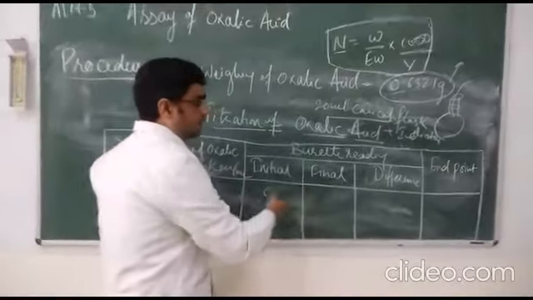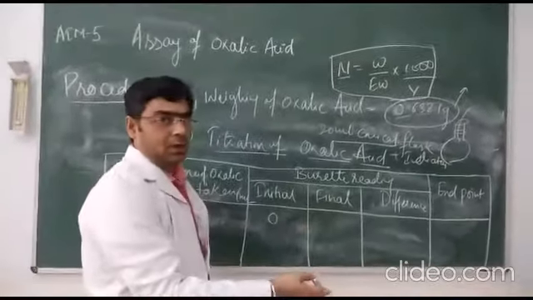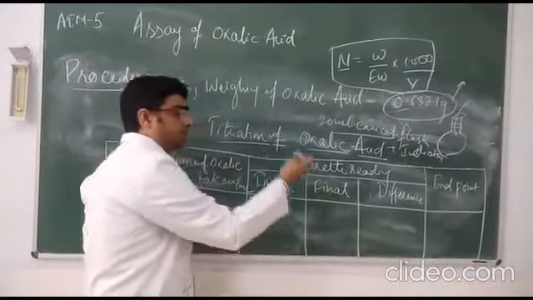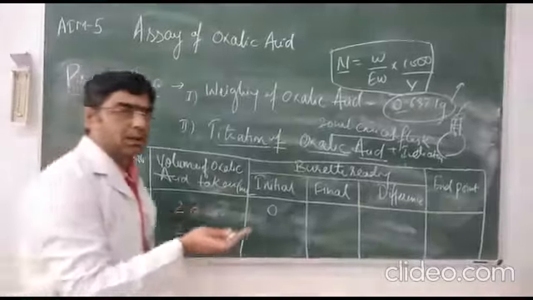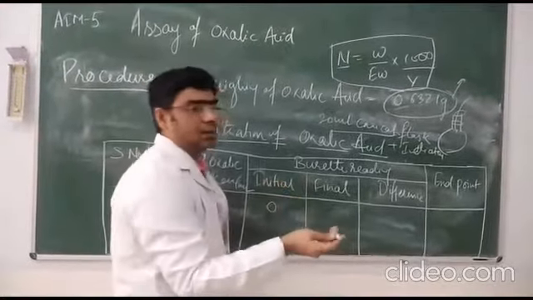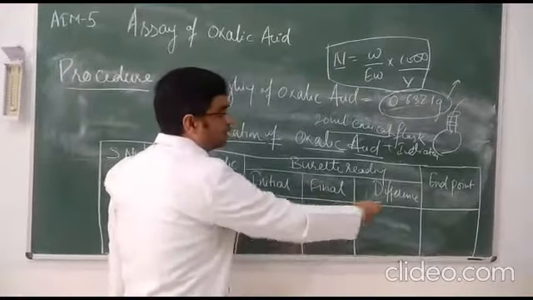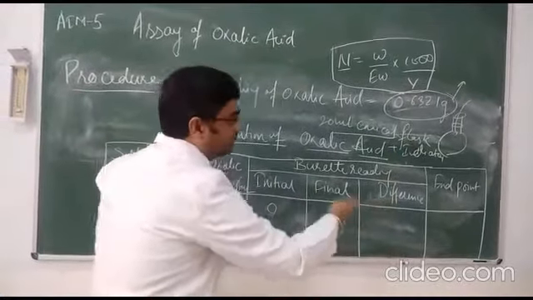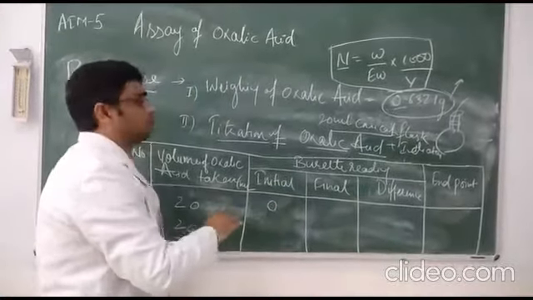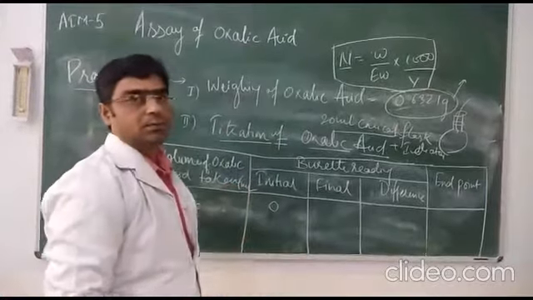That finally is nothing but when the change in color will be observed. In the case of oxalic acid, the color is colorless. When the endpoint comes, the pink color will come out. So whatever reading will come out, we'll note it here, and afterward we'll do the calculations. Now we'll show you how you have to do this.